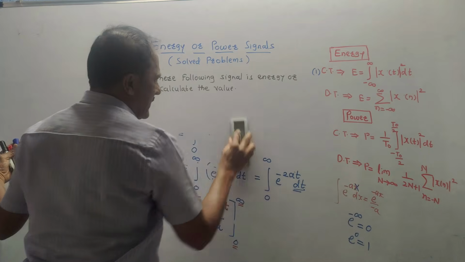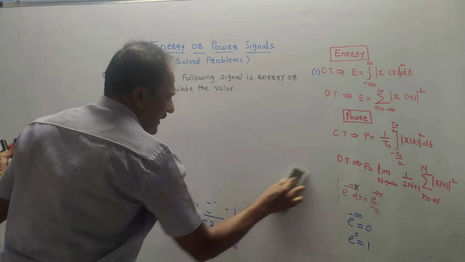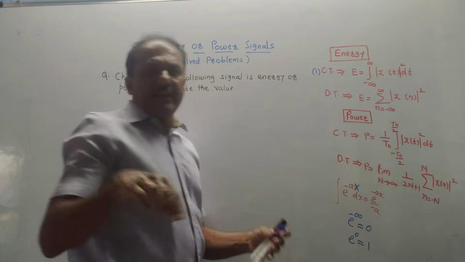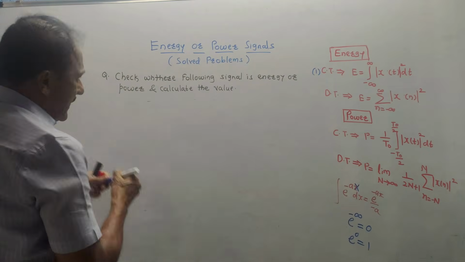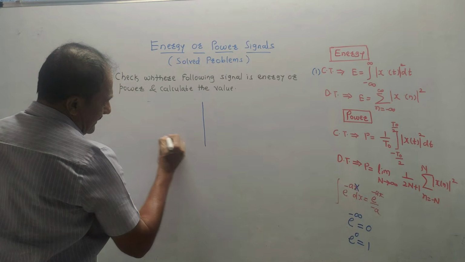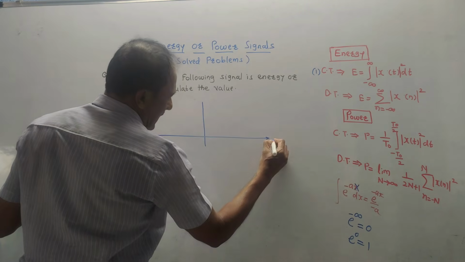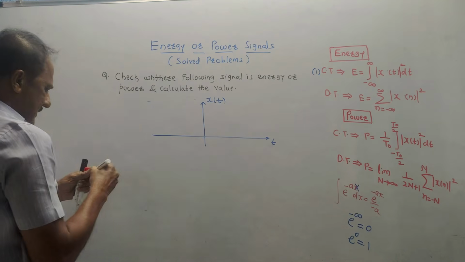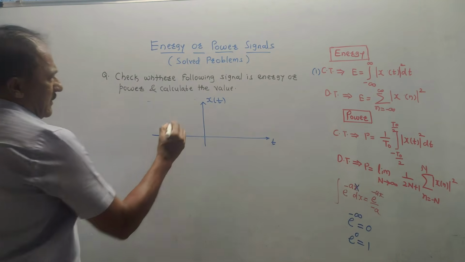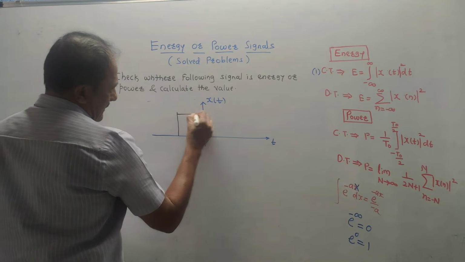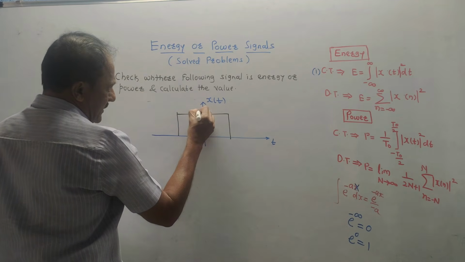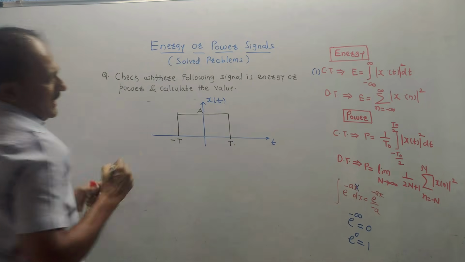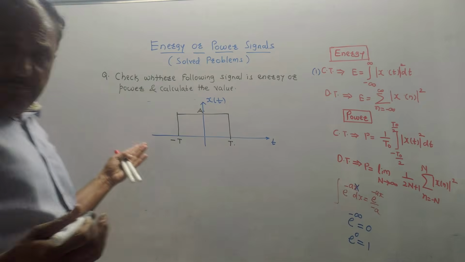Suppose the next question is where some diagram is given and it is asked to check whether it is an energy or power signal and calculate the corresponding value. Let us say the given diagram is like this. This is again a CT signal. I will mark the notations x of t versus t, and the graph is given like this. Say its amplitude is given as A, ranging from minus T to plus T. Now, very simple logic.